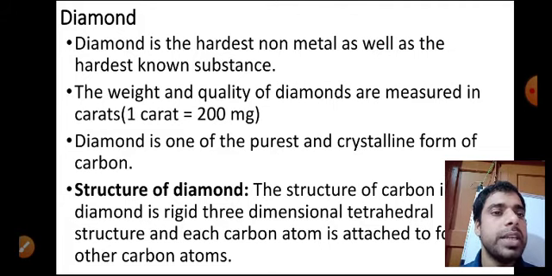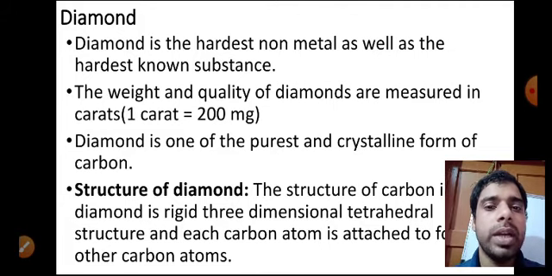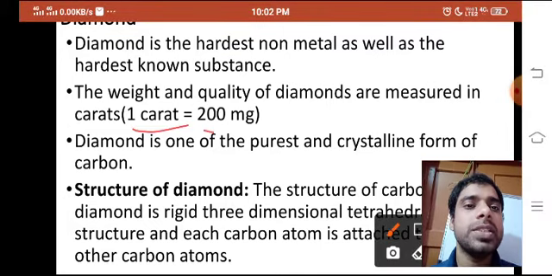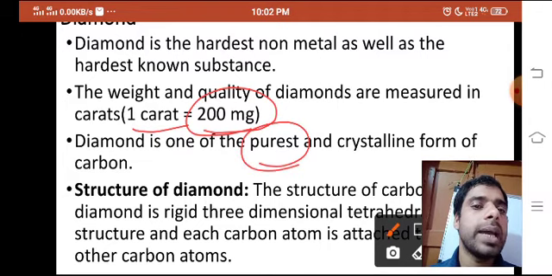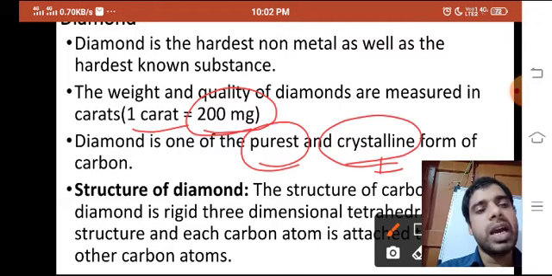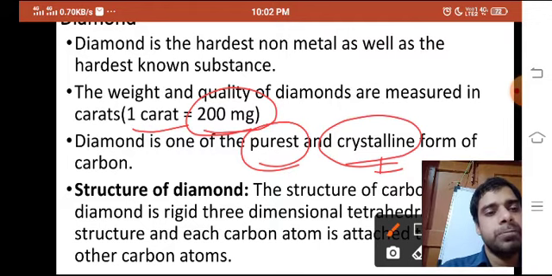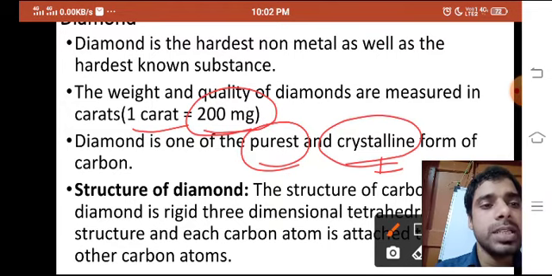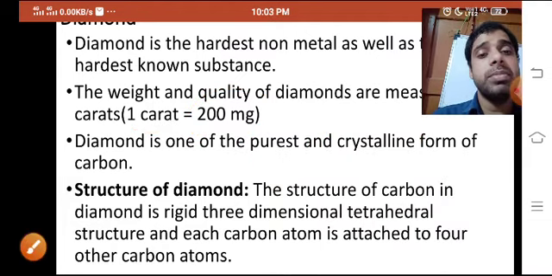The weight and quality, here you can see 1 carat is equal to 200 mg, and diamond is the purest form of carbon and the crystalline form of carbon. Now a well-defined arrangement of carbon is there, that's why it is crystalline. One is amorphous, one is crystalline. There are two types of solid you will do in class 11. What does crystalline mean? Crystalline means it has well-defined geometry, and here you can see the structure of diamond.